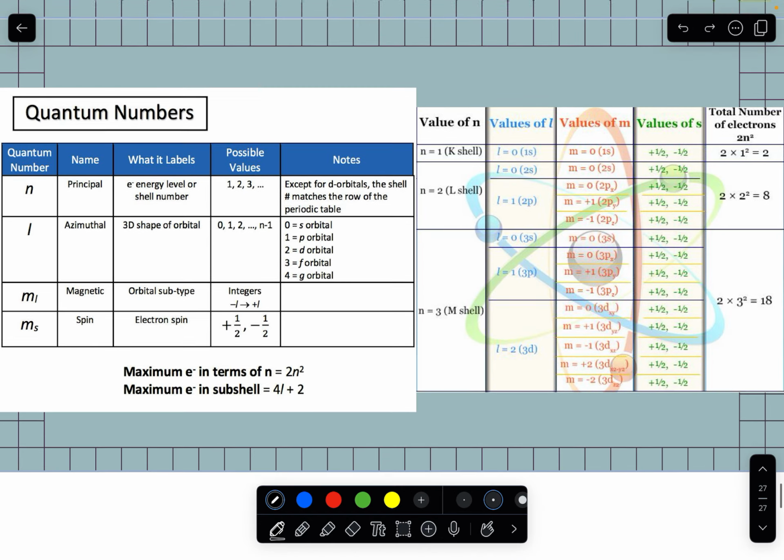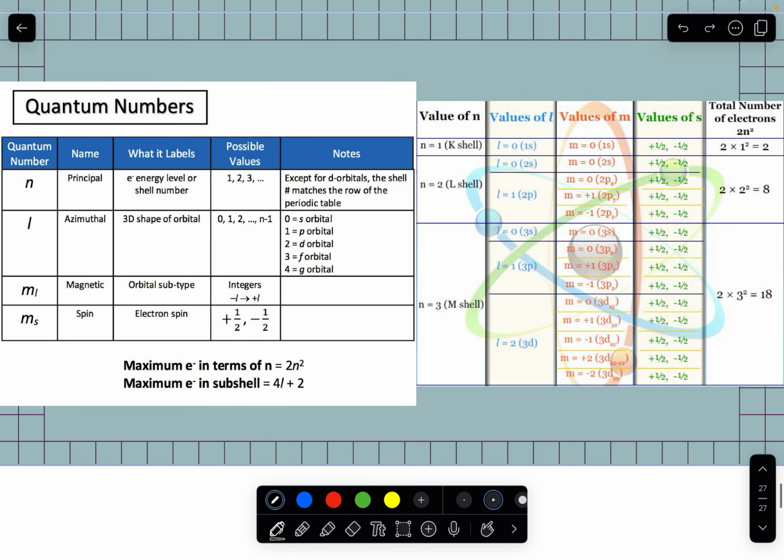Okay. And this last slide is a summary of all those quantum numbers. These aren't tested too heavily on AP tests, but I would understand what they mean. You will have some practice questions about this in your practice packet.